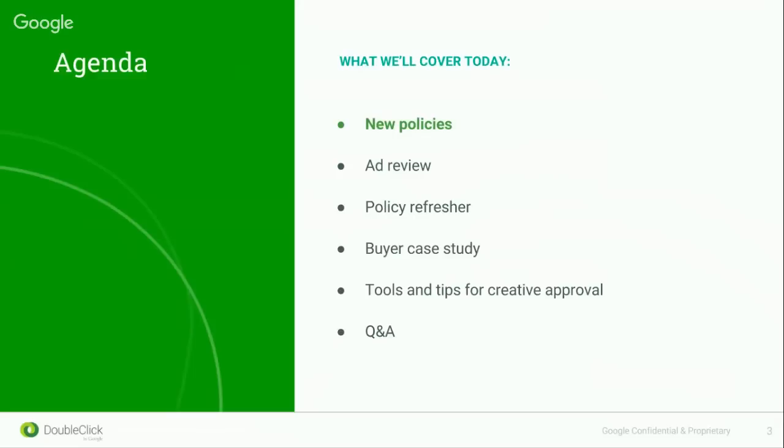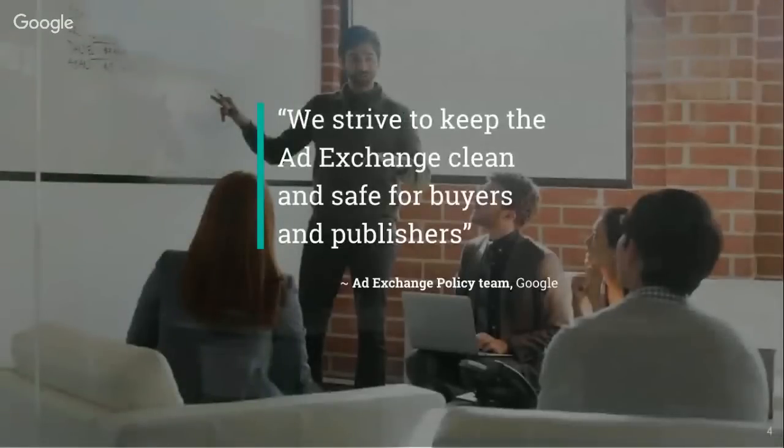So let's start with going over the new policies for the month. The reason why we have these policies is so that we can have a clean and healthy ecosystem for both our buyers and publishers, and we take this very seriously here at Google. So let's go through the new policies for May.